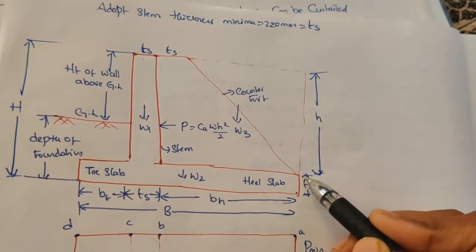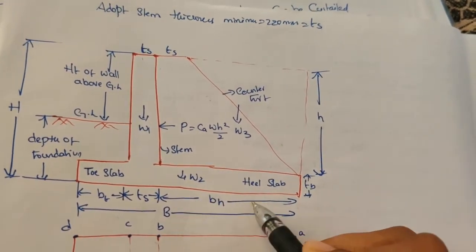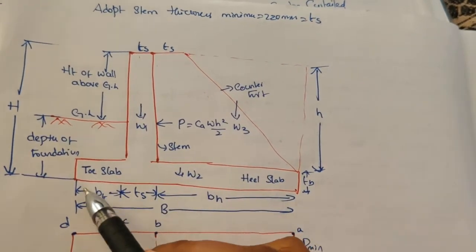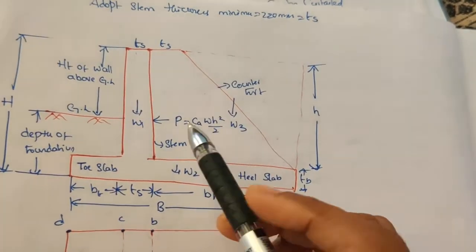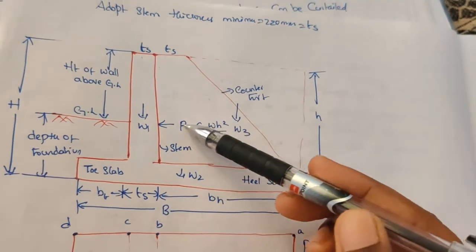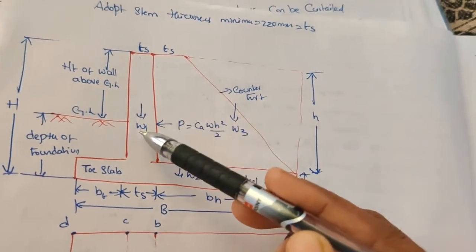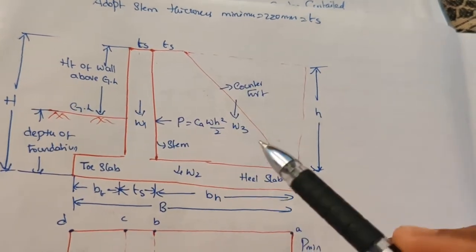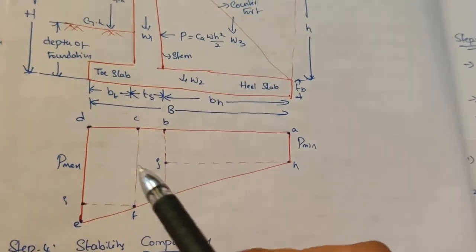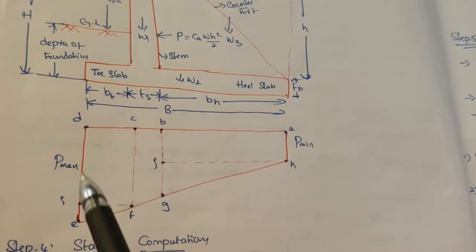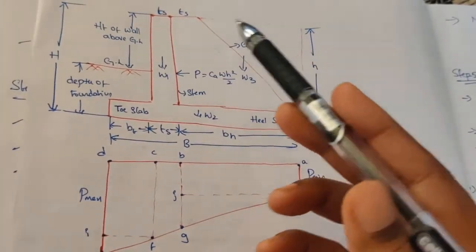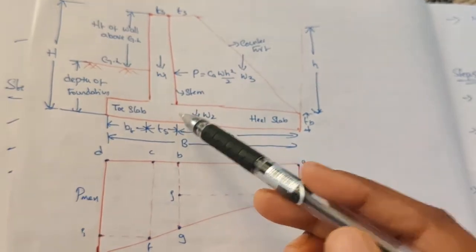This one is the slab thickness, this one is the width of the heel slab, this one the thickness of the stem, and this one the width of the toe slab. Here the backfill soil earth pressure is acting horizontally, and W1, W2 and W3 are the self weights of those parts. Below this diagram, as you already saw in the previous tutorial, this is the upward pressure diagram when the total backfill pressure is acting on the retaining wall.